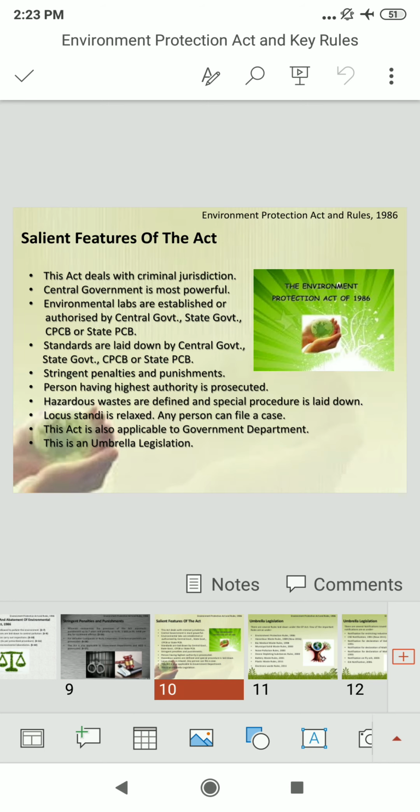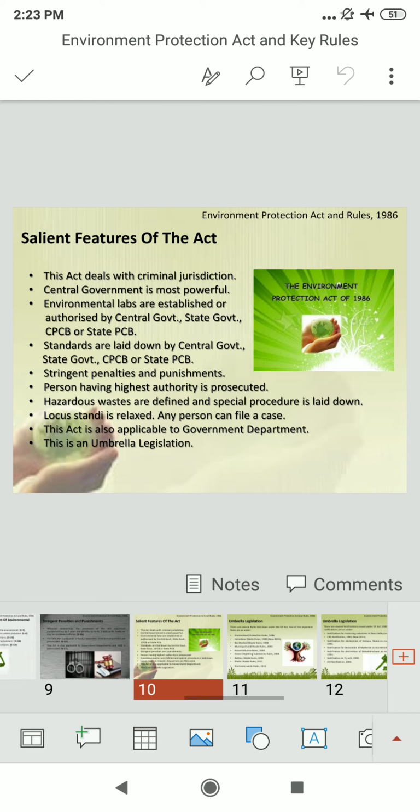The salient features of the Act are, if we look, this Act deals with criminal jurisdiction. Central government is most powerful. Environmental labs are established or authorized by central government, state government, that is CPCB or state PCB. The standards are laid down by central government and the state government, CPCB or state PCB.